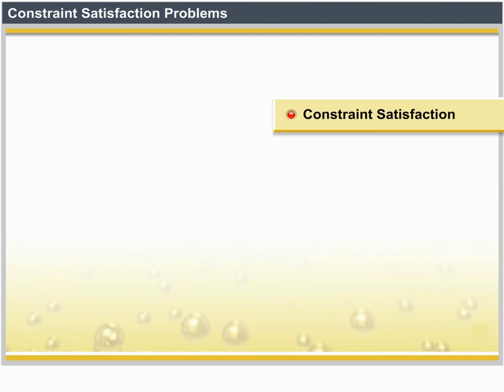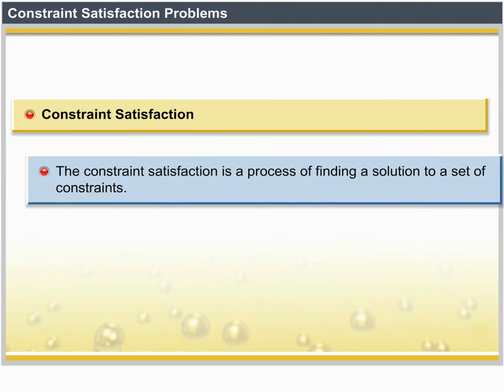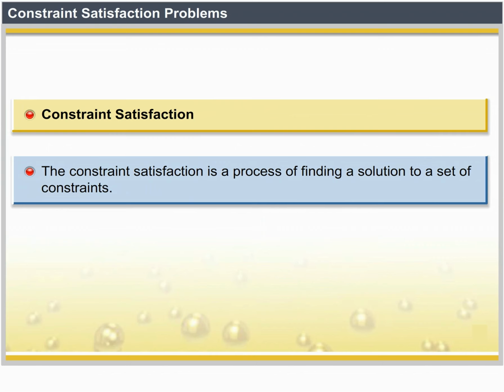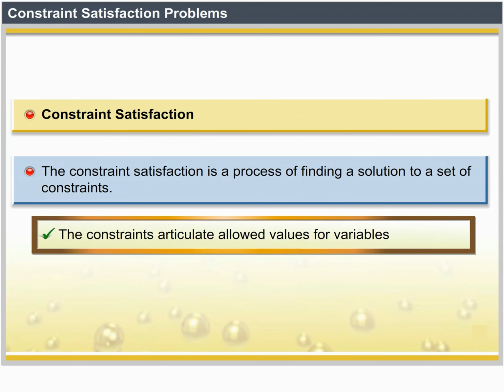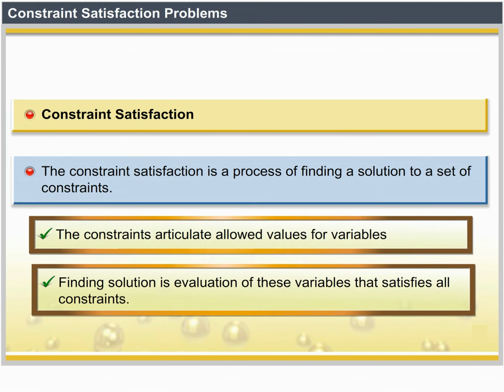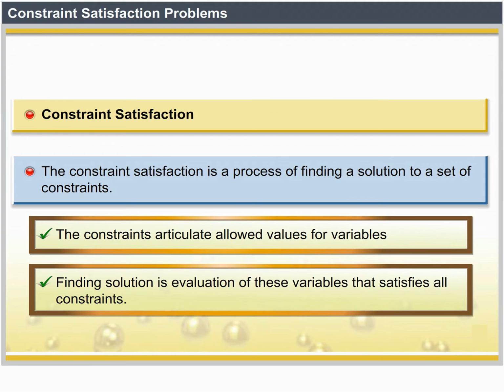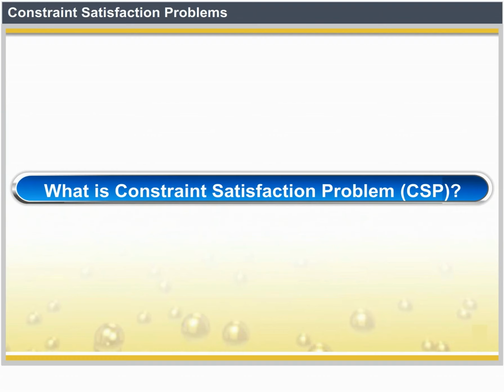Constraint satisfaction is a process of finding a solution to a set of constraints. The constraints articulate allowed values for variables. Finding a solution is an evaluation of these variables that satisfies all constraints. What is a constraint satisfaction problem? CSP.